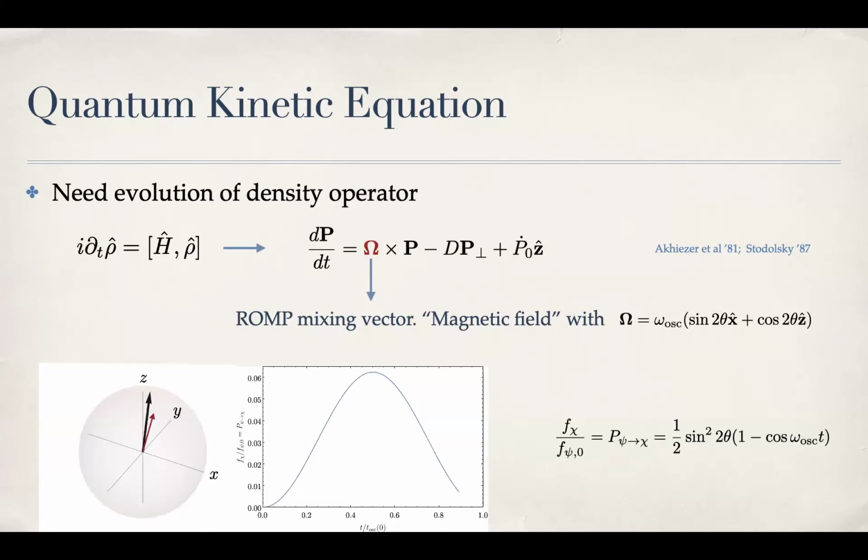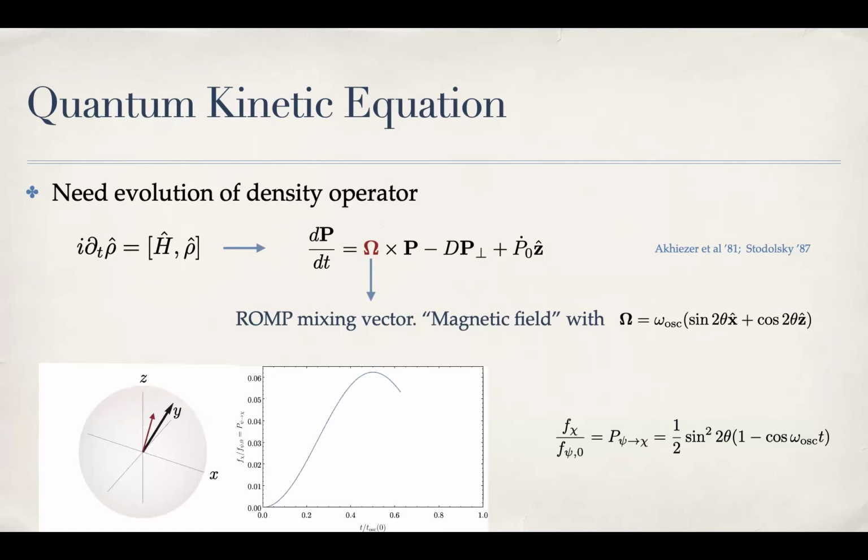And you can show analytically as well, or numerically as shown here, that f chi over your initial f psi, which you can interpret as a probability of psi converting into chi, is exactly equal to the standard quantum mechanical probability of conversion. So this term right here basically tells you just the standard quantum mechanical oscillation effects, right?